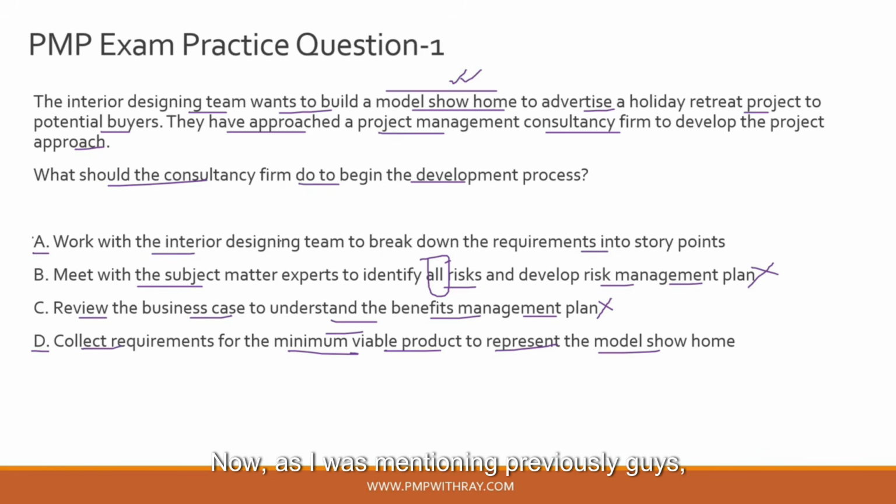Now, as I was mentioning previously, guys, if you assess option A very critically, option A is talking about breaking down the requirements of the project in its entirety into story points just at the point of developing the prototype. You do not need, or you may not have, such detail at the beginning of a project when you are only developing the prototype, because the feedback from the prototype might influence how the project requirements will pan out at the later stages.